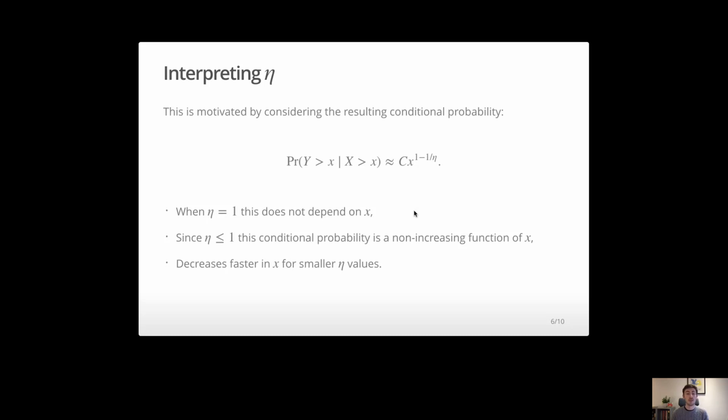When eta is less than 1, that probability is going to change as we increase this value lowercase x. And it's going to specifically be that the probability that y is also large is going to be non-increasing as our definition of large increases. So as our value little x becomes bigger, the probability that both x and y are large together is going to be strictly decreasing. And that decay in the probability is going to happen faster as x becomes large, the smaller the value eta takes.